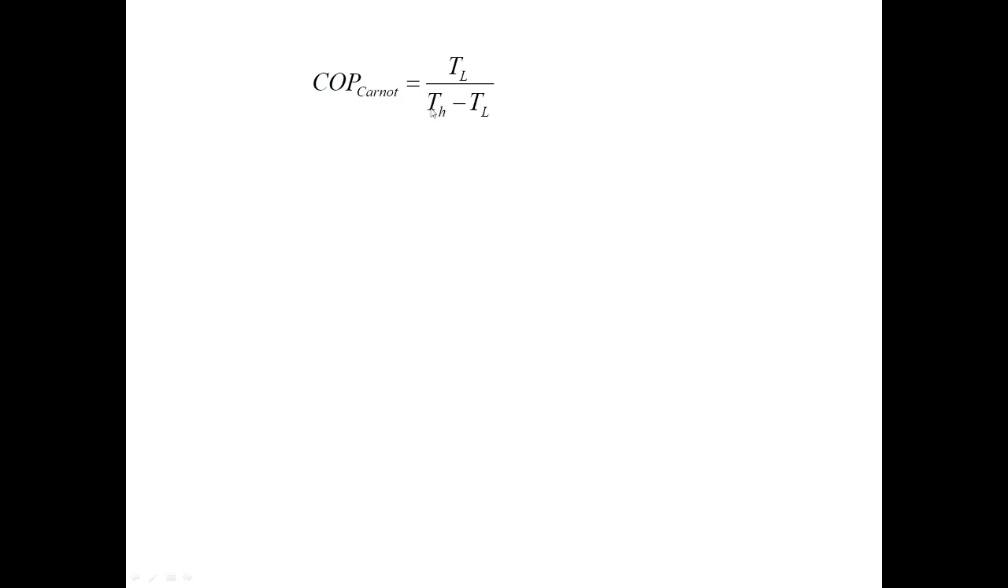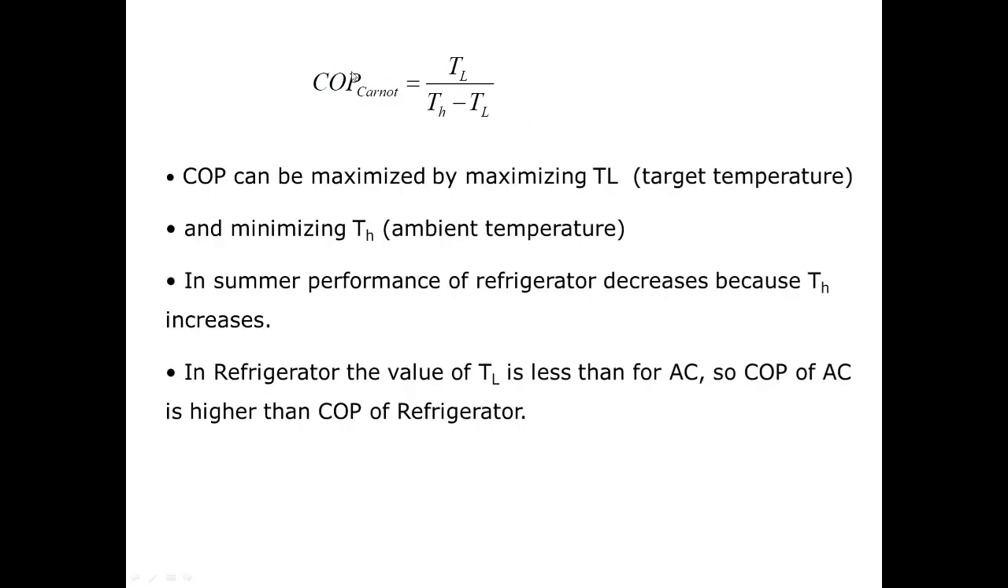This is basically the ambient temperature, right? This is the condenser temperature, meaning the ambient temperature. So that means the COP of the Carnot cycle depends on two temperatures. One is the temperature that we set inside the evaporator, that low temperature, and this is the ambient, outside temperature. So how can we increase the COP of the Carnot cycle?